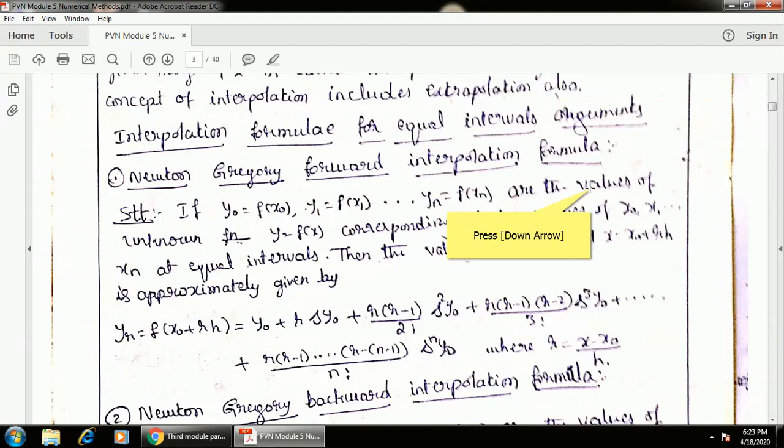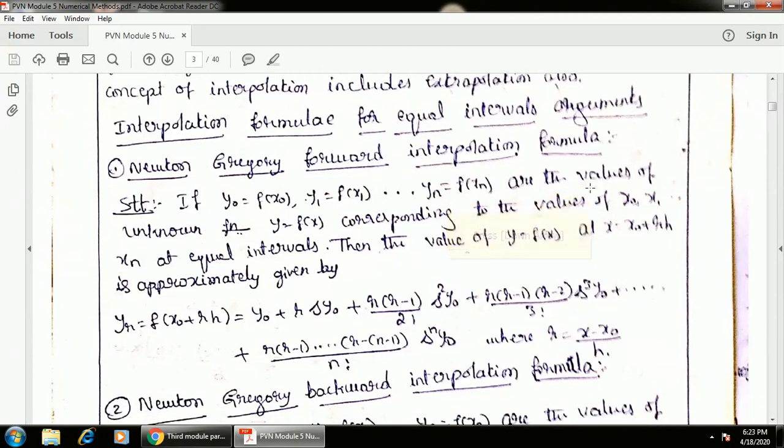Now, how can we do this? Without knowing the function, we are able to find the value of the function. Simply we are not able to find it. With the help of interpolation formulas, we are able to find the value of the unknown function by making use of the functional values. For that, we have interpolation formulas for equal interval arguments, meaning equidistant values of x, as well as unequal interval values of x. First, we are considering the interpolation formulas for equal interval arguments.